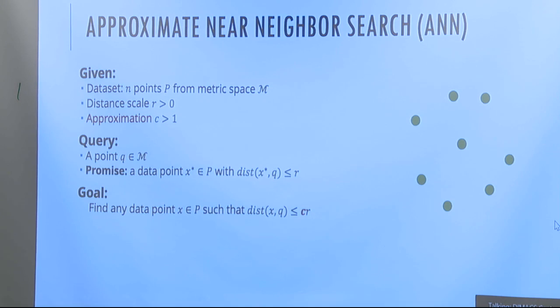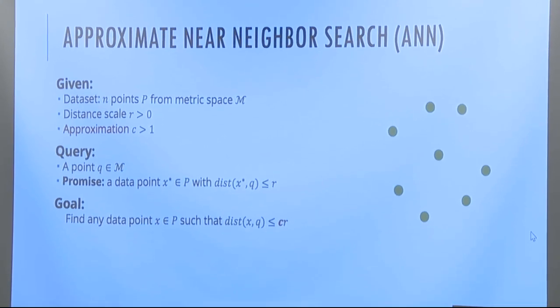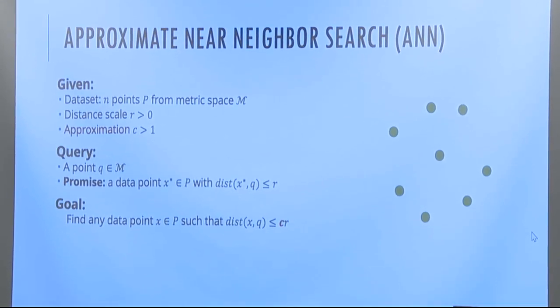So one of the usual things we do in computer science in this kind of situation is change the problem. One of the usual ways we change the problem is to allow for an approximation. So instead, we solve the approximate near neighbor search problem, where I also have an approximation factor c, something bigger than 1.